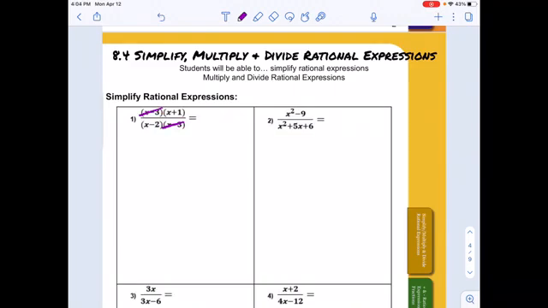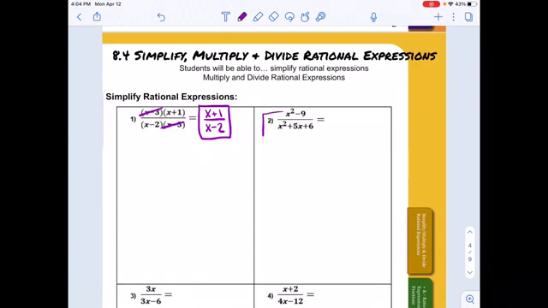So the x minus 3, that is in both the numerator and denominator, you can cancel, and your simplified form is actually just x plus 1 over x minus 2. And that's it. Because x plus 1 and x minus 2 are different expressions, they can't simplify any further.